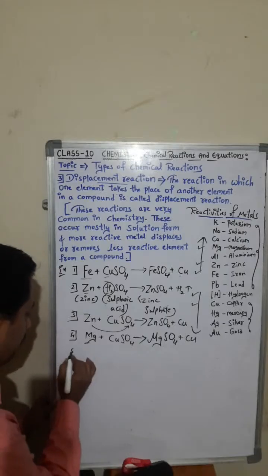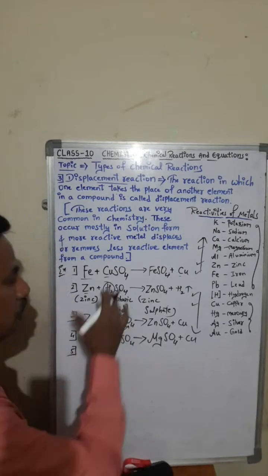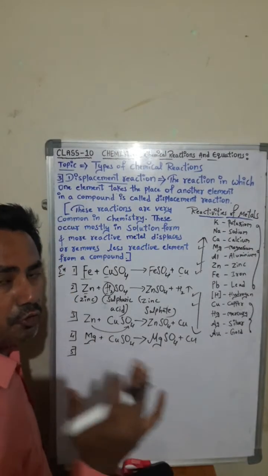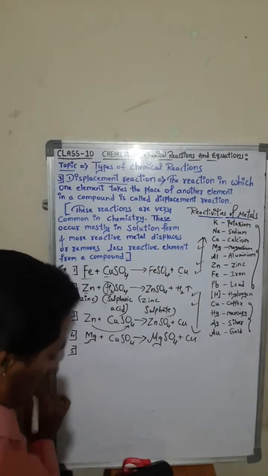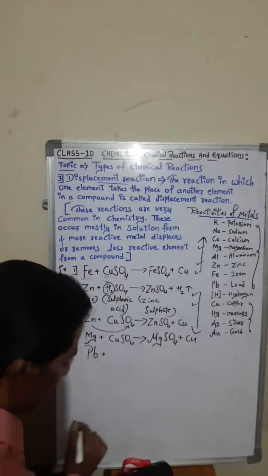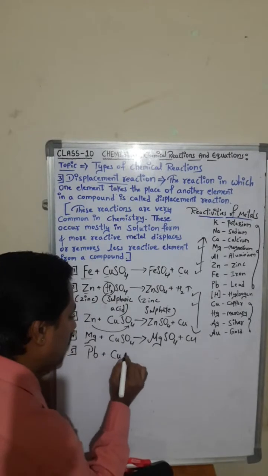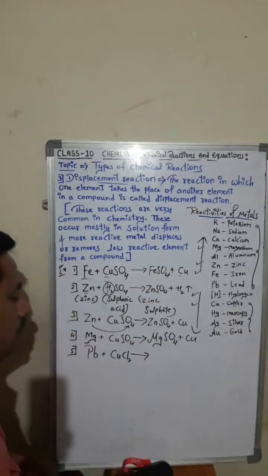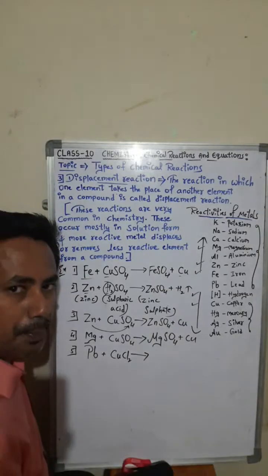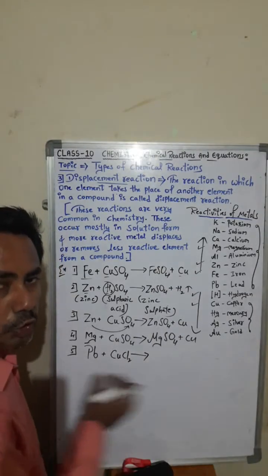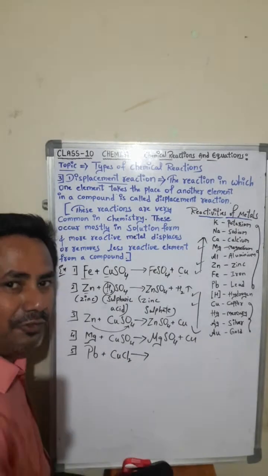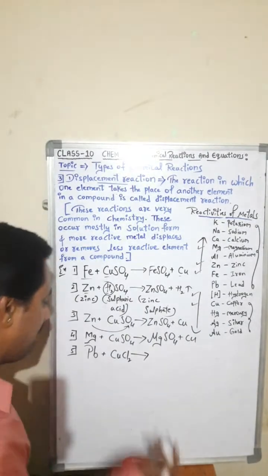Now we will see some more examples of displacement reaction here. Now the fifth, let us see. Only a few examples have been given in your textbook, but we are solving more and more for your better understanding. Okay, next, Pb. Pb means what? Lead. When lead combines with copper chloride, CuCl2, Cl chlorine, Cu copper. When both combine together, copper chloride. So when lead reacts with copper chloride, what happens?